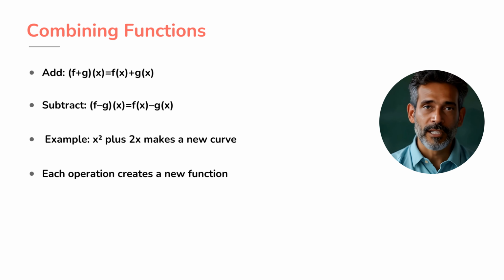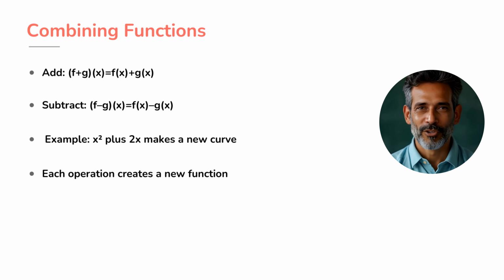When we add two functions, it's written as (f + g)(x) = f(x) + g(x). That means we simply add the outputs of the two functions for each input. To subtract, we write (f − g)(x) = f(x) − g(x). Here, we subtract the second function's output from the first. Take the example x² + 2x. This combination gives us a new curve, a different function altogether. Each time we add or subtract functions, we're not just doing simple arithmetic. We're creating a brand new function with its own unique behavior and graph.